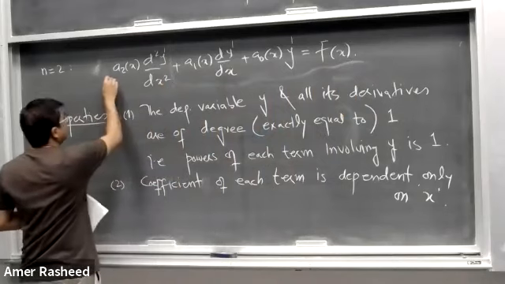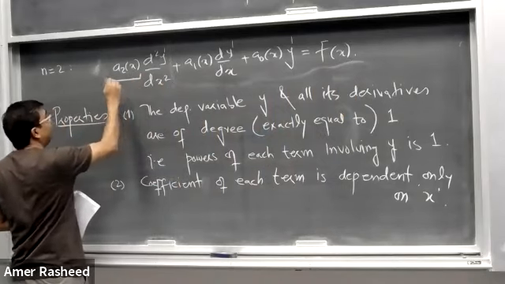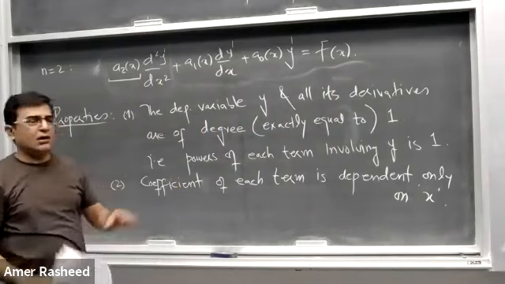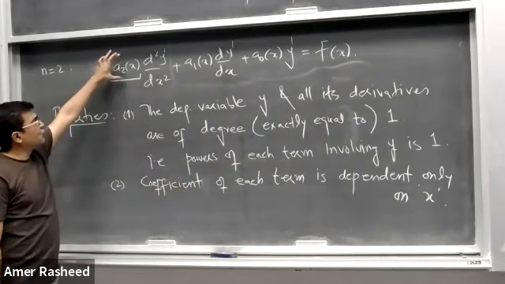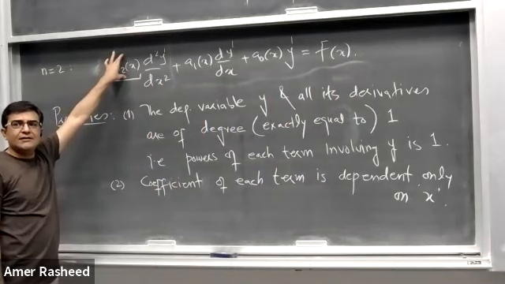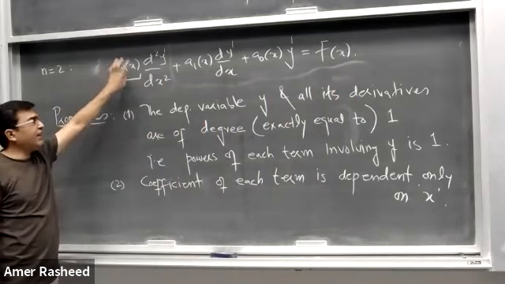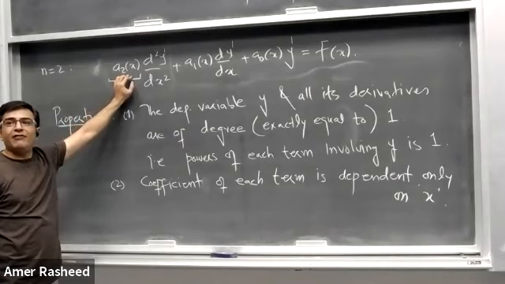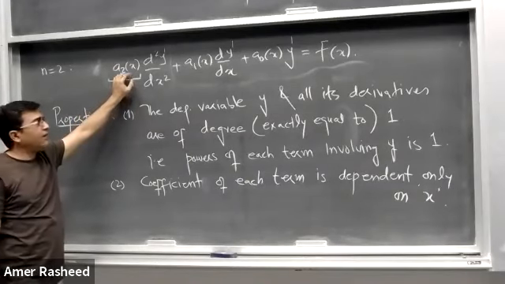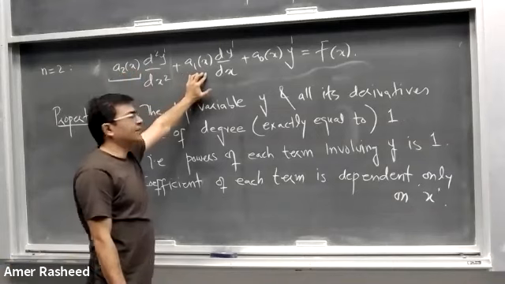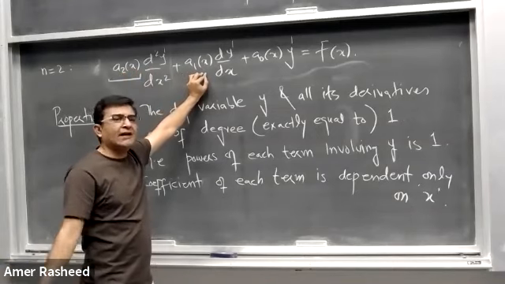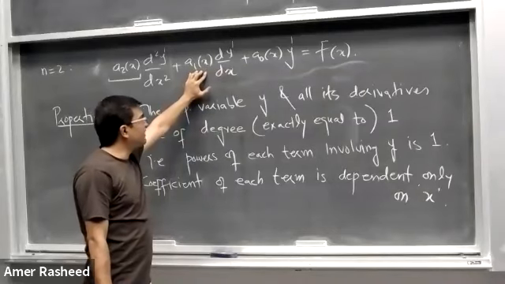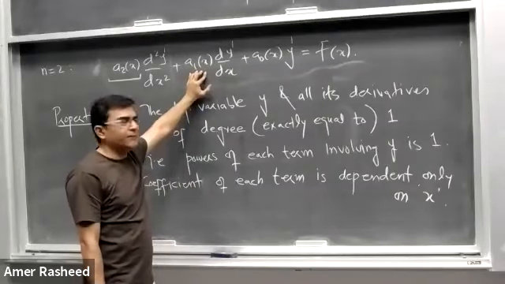What are the coefficients? This is the coefficient. This is the coefficient function, in fact. A2 of x is some function. So here we say that this coefficient function is a function of x only. It should not involve y. Here again, this is a coefficient function. It could be x squared, sine x, cos x, anything. But this should be a function of x only.